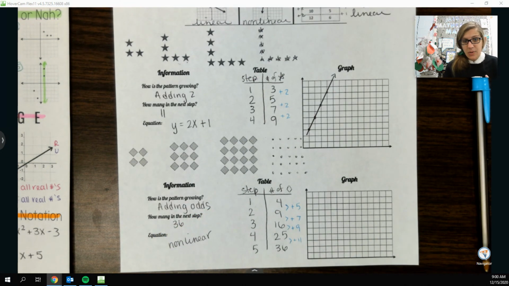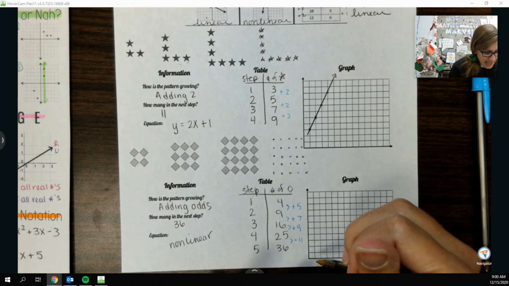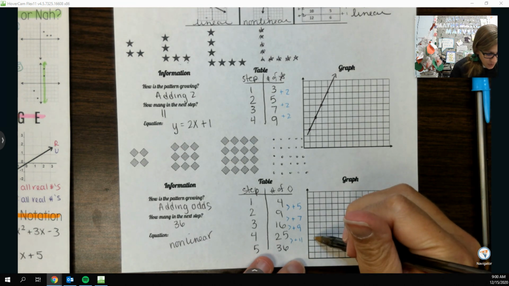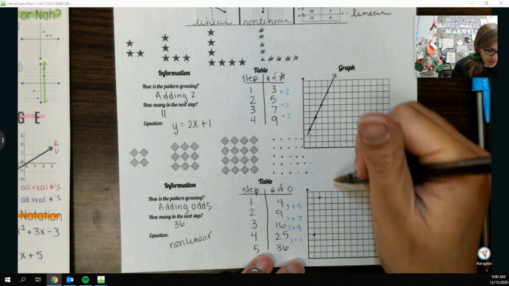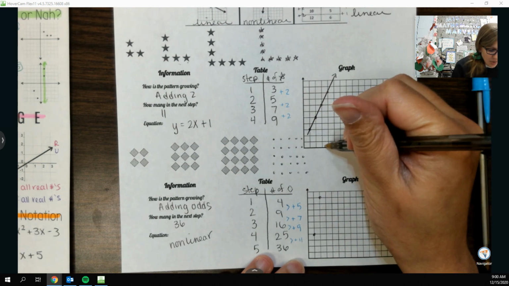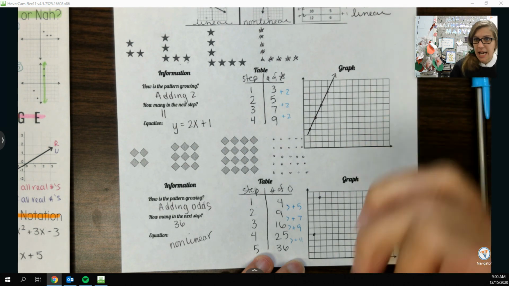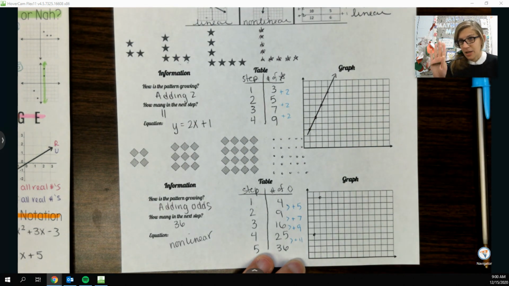And I can see that as well in the graph, because if I were to plot this, so like (1, 4), (2, 9), (3, 16), this would be moving very, very quickly and not be a straight line. It's going to be a curve. So I can also tell nonlinear.